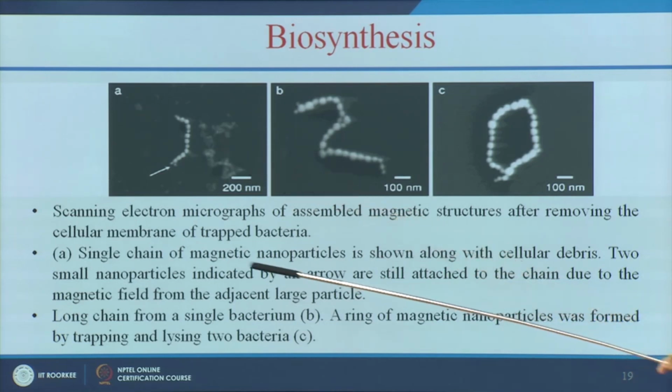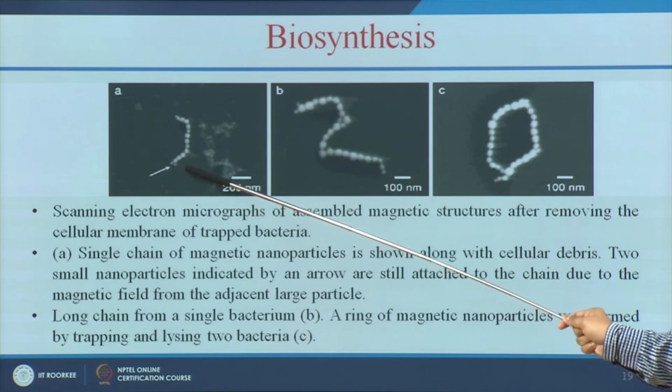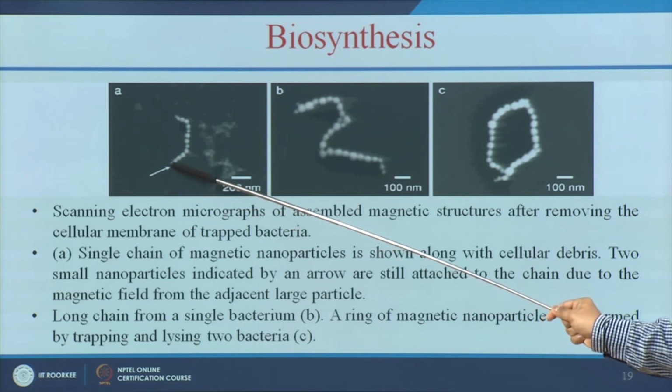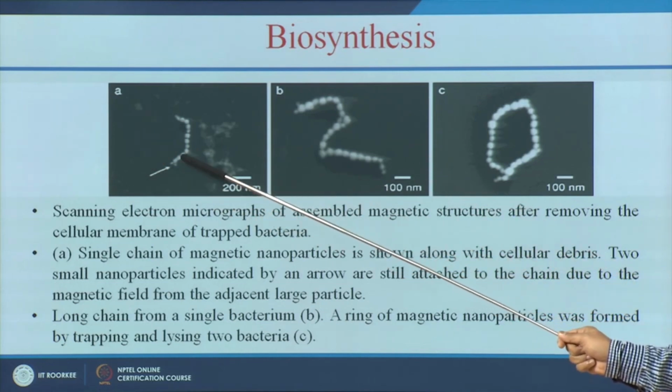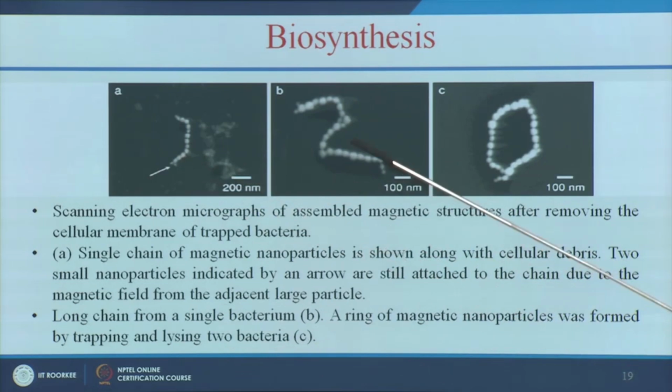Okay. And again you can see that there are two small nanoparticles indicated by this arrow. These are still attached to the chain due to the magnetic field from the adjacent large particle. And this is a long chain from a single bacterium, and this is a ring of magnetic nanoparticles formed by trapping and lysing two bacteria.